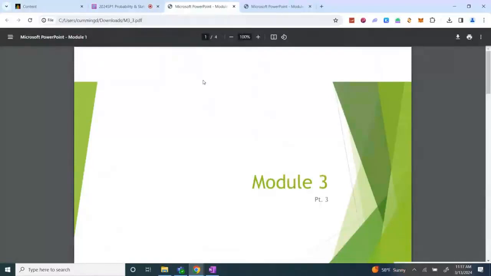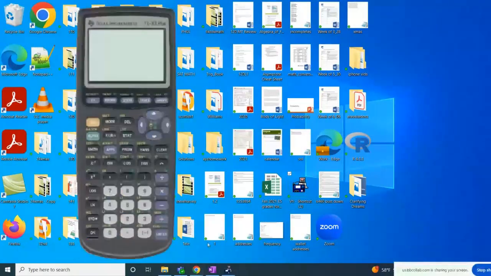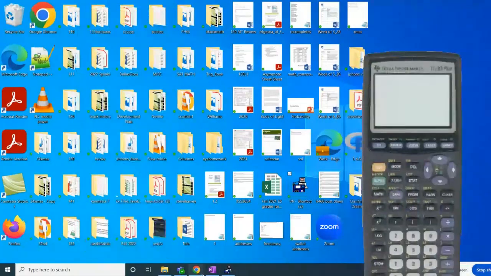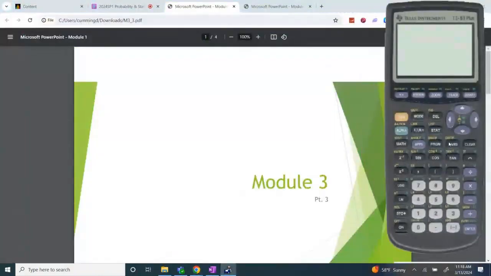Today we're going to take a look at the third part of Module 3, and this is still dealing with our probability distributions. The last time we met, we talked about the binomial probability distribution. We also went through the normal probability distribution, and I'm going to bring up the calculator here. Right. And as far as the calculator is concerned, we were in distribution.